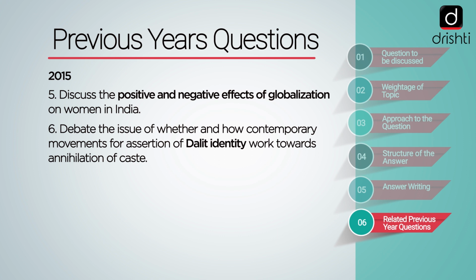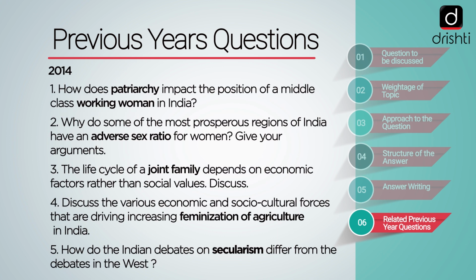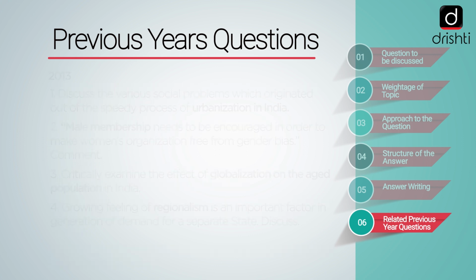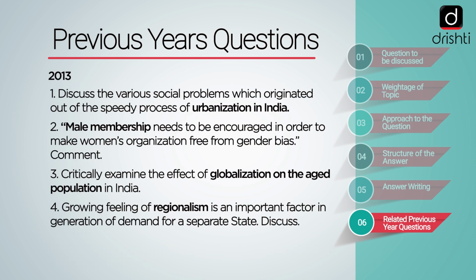in India. In 2014, the questions were related to the impact of patriarchy on the working women in India, adverse sex ratio of women, joint family system, feminization of agriculture, and secularism. In 2013, the questions were related to urbanization in India, male membership in women's organization, effect of globalization on aged population in India, and regionalism.